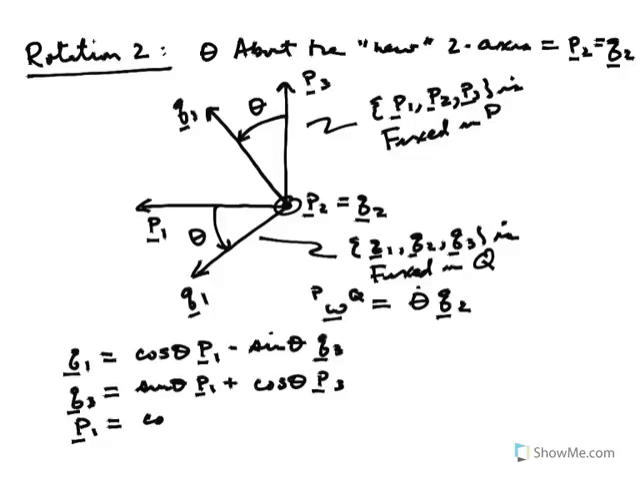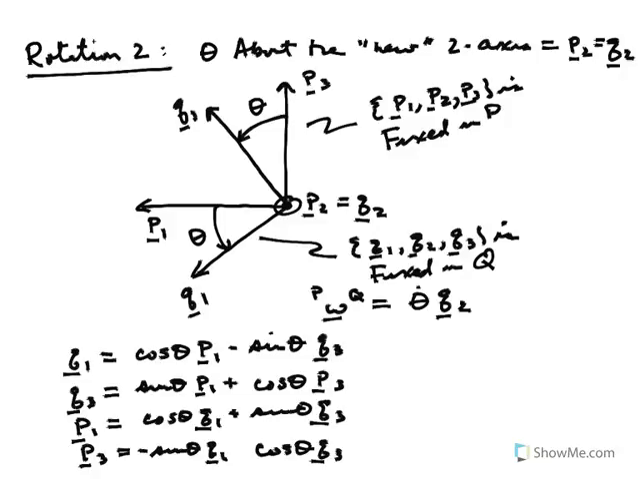Now, if we write the reverse transformation or the inverse transformation, we have that P1 is equal to cosine of theta times Q1, and then plus the sine of theta times Q3, and then we've got P3 is equal to cosine of theta times Q3, and then minus the sine of theta times Q1, and we've got that Q2 equals P2.